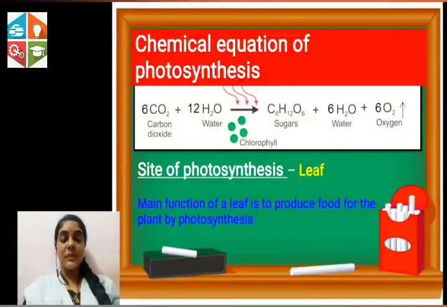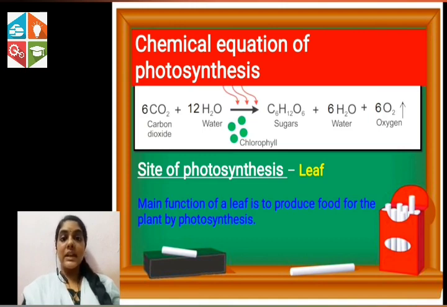So this is the chemical equation of photosynthesis. 6 molecules of carbon dioxide combine with 12 molecules of H2O, that is water. When these two combine in the presence of sunlight, they produce sugar plus 6 molecules of water and 6 molecules of oxygen. So this oxygen is what is respired by us. This is the chemical equation of photosynthesis.